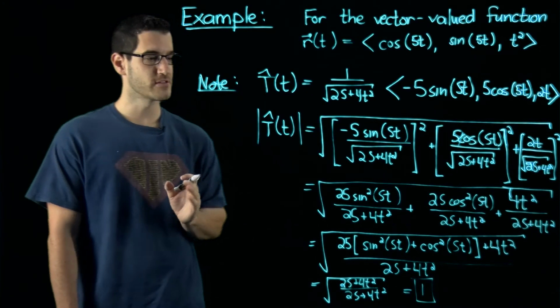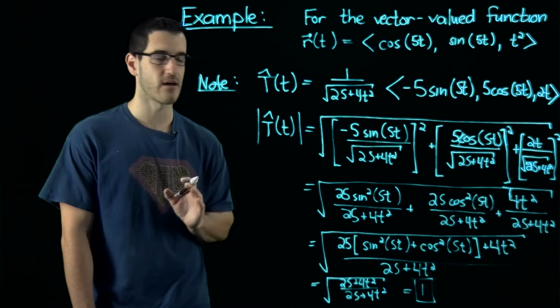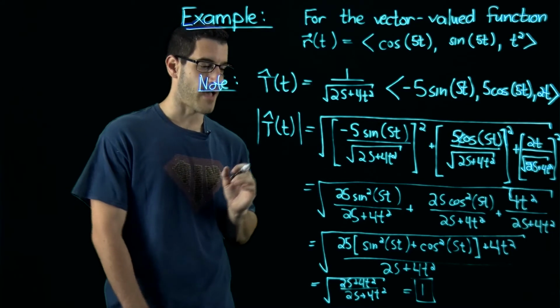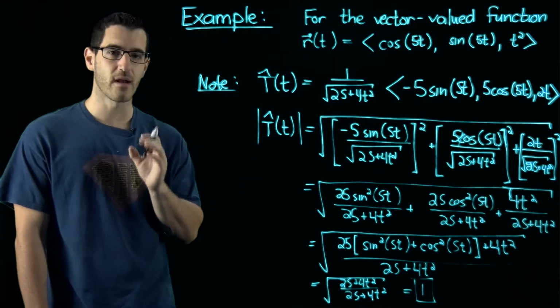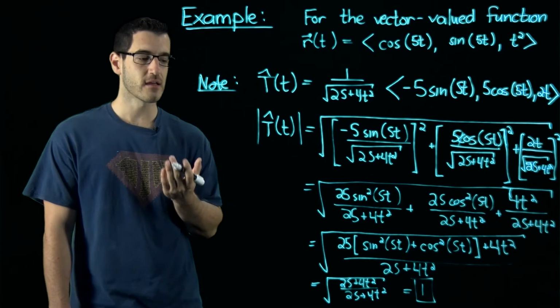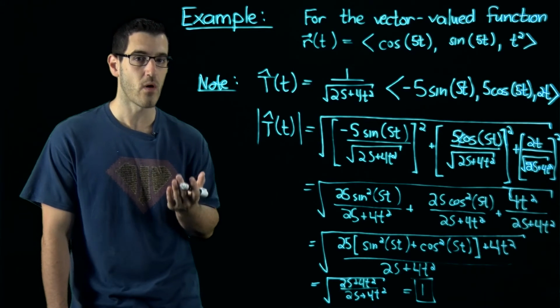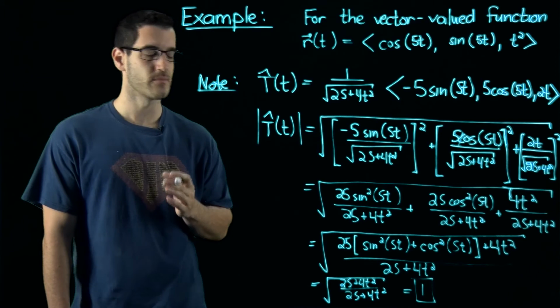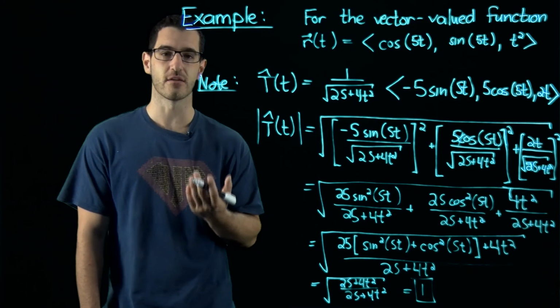So take a moment, just make sure that you understand these calculations. It's a little bit algebraically messy, but whenever we actually find the unit tangent vector, we are constructing it in a way so this magnitude is always 1. So that's not something that you really ever have to check. It's something that's going to be a consequence of how we find the unit tangent vector.